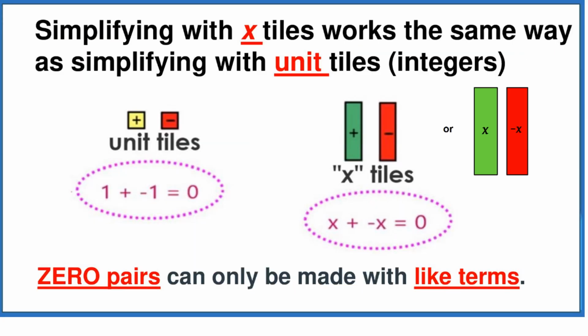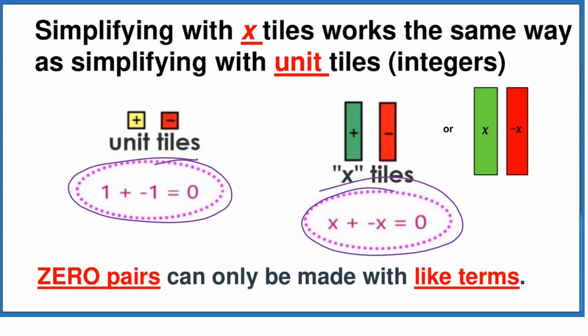So remember, the unit tiles and the X tiles work the same way. As long as you have the positive and the negative, you can create a 0 pair with the like terms.